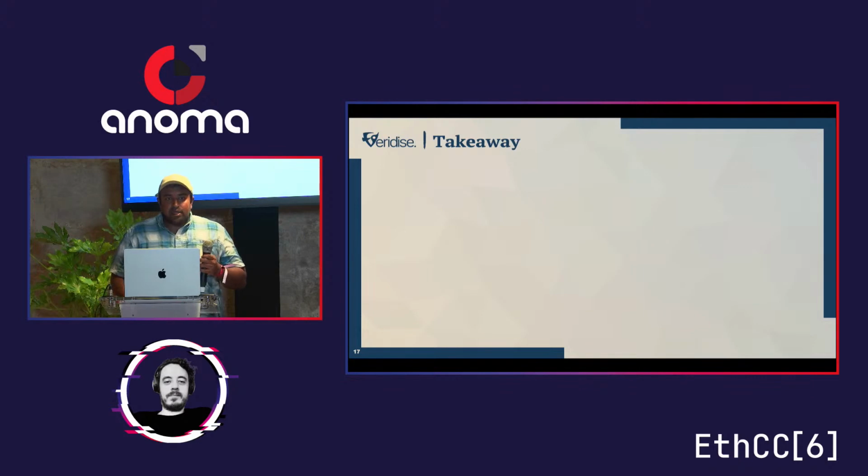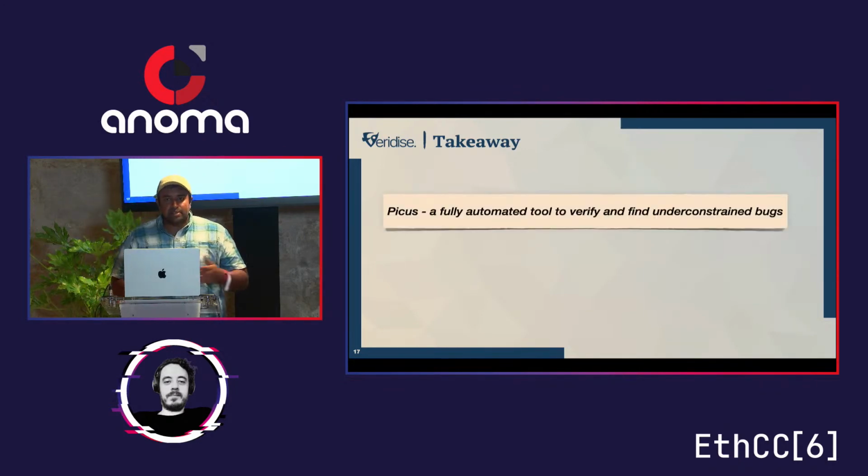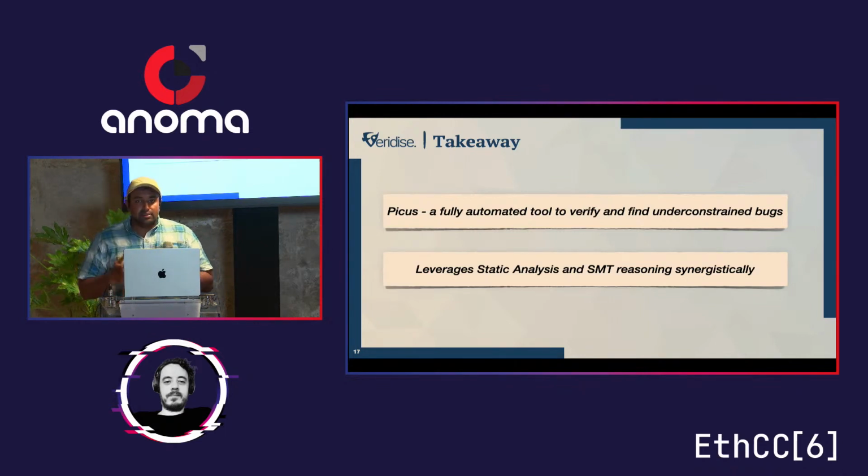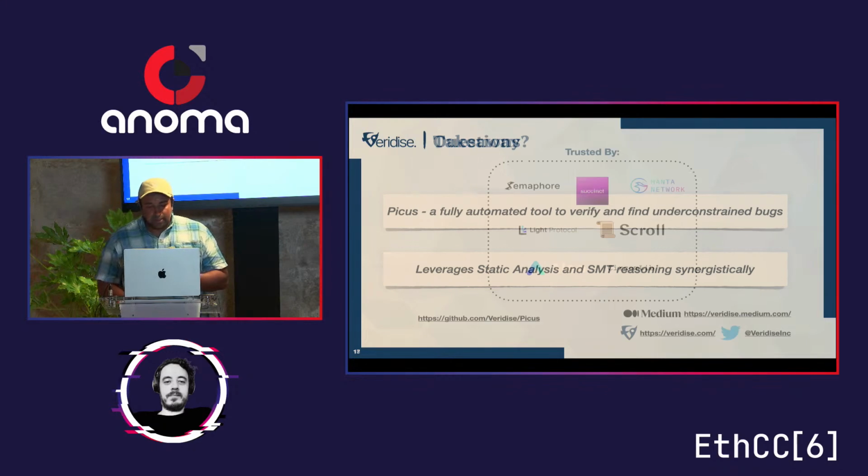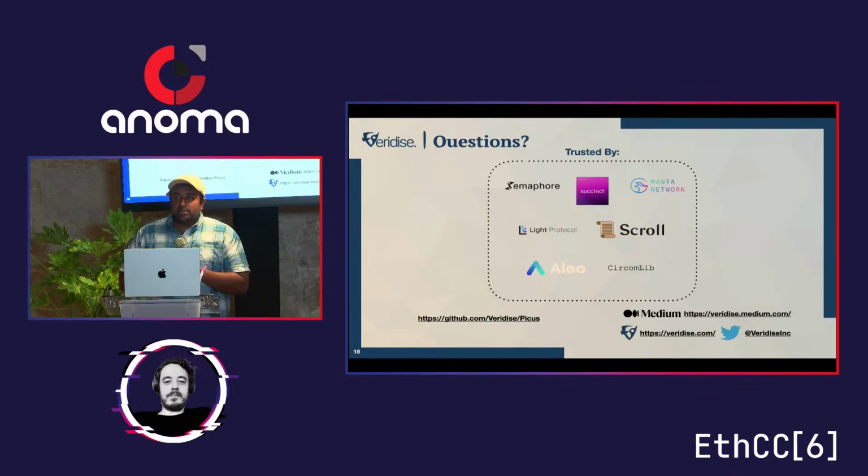To conclude my talk, there are two main takeaways. We have a tool called Picus. It's a fully automated tool to verify and find under-constrained bugs in your circuits. It leverages static analysis and SMT reasoning in a synergistic manner. And we have made our tool and benchmarks completely open source.